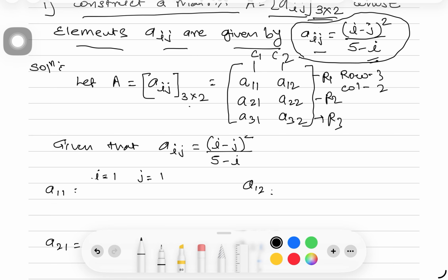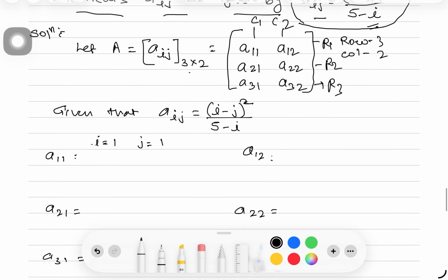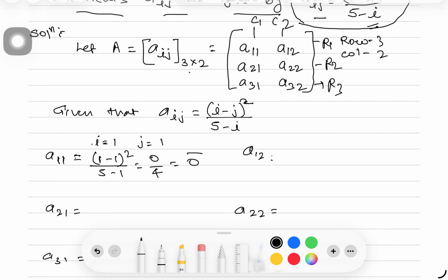The formula is given as A of ij equals (i minus j) the whole square upon 5 minus i. To find A11, we take i equals 1 and j equals 1, as the position is 1, 1. By the formula, (1 minus 1) square upon 5 minus 1, that is 0 upon 4. The answer is 0.